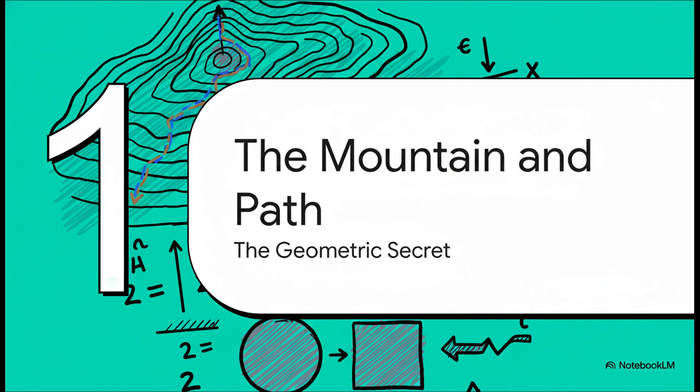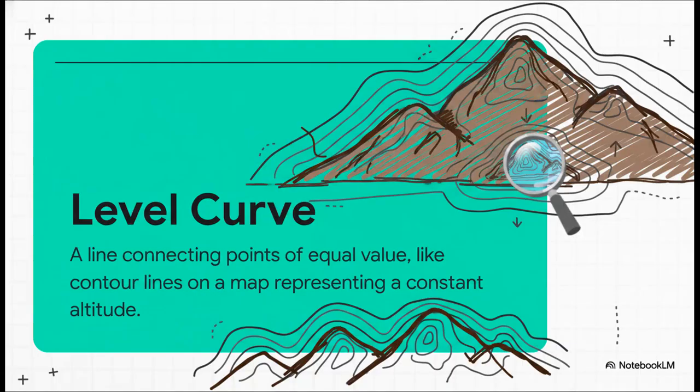The whole secret to solving this thing lies in understanding just two key visual ideas. First up, level curves. You might know them as contour lines. If you've ever looked at a topographical map, you know exactly what I'm talking about. Every single point on one of these lines is at the exact same altitude. If the lines are packed really close together, that means the mountain is super steep right there.